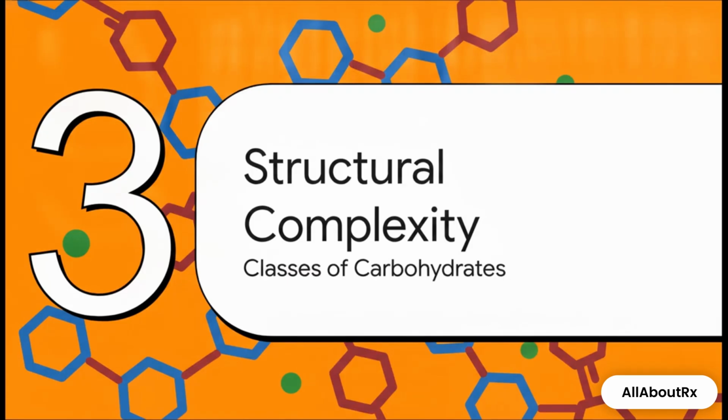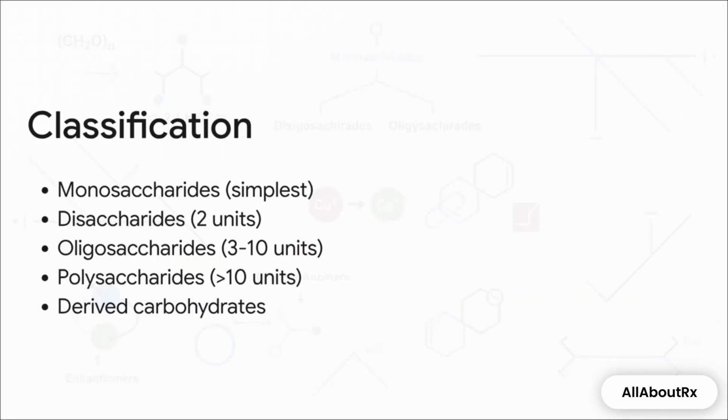All right, Section 3, Carbohydrate Structural Complexity. Carbohydrates scale up in complexity through things called glycosidic linkages. At the most basic level, we've got monosaccharides, the simplest units, like glucose. Link 2 of those together, you get disaccharides. Chain 3 to 10 units, and you've built an oligosaccharide. When you start linking more than 10 units, sometimes thousands of them, you're looking at polysaccharides.